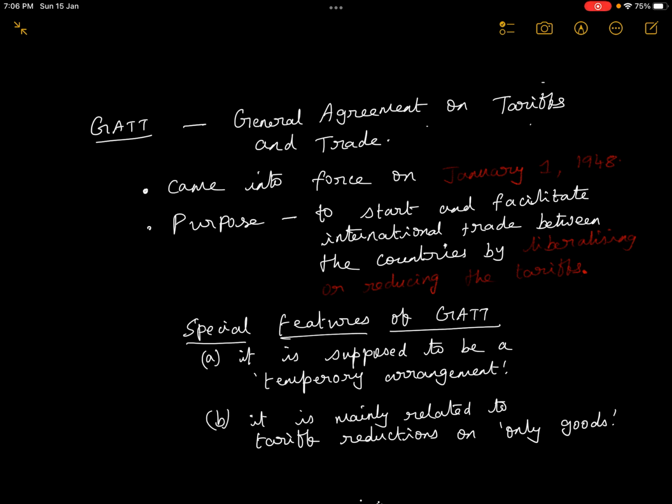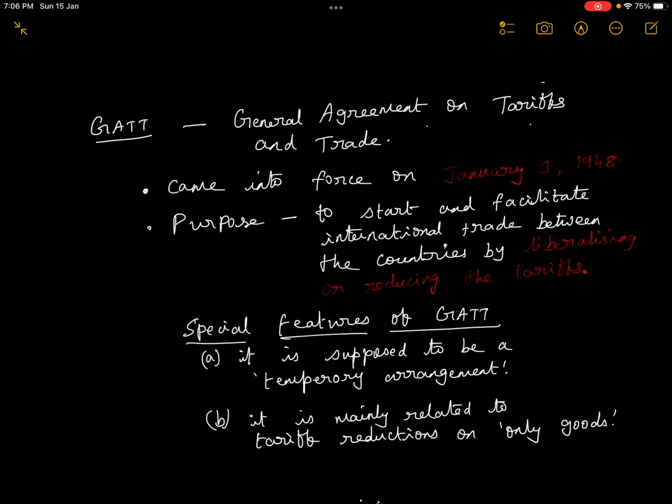Only this much quantity should be exported from so and so countries. So that is the quota or the quantitative restrictions. These were the two means by which all the countries were restricting international trade. So the main purpose of GATT was to liberalize international trade by reducing the tariffs, so that there will be free trade between all the countries.